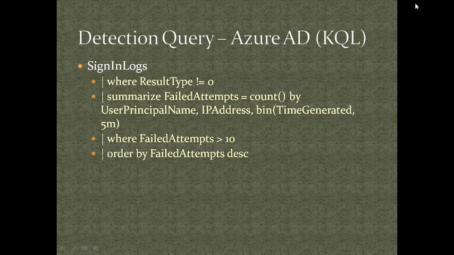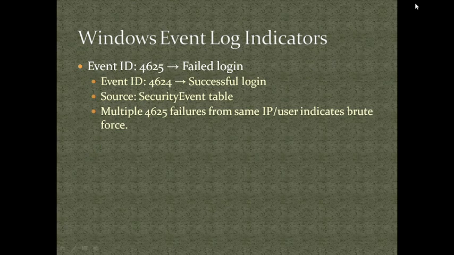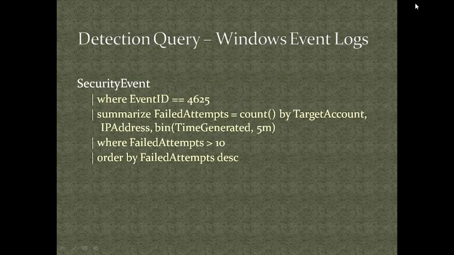Similarly, we can check the same results with the help of Windows event logs. When we want to check with Windows event logs, we need to check for a particular ID. For a failed login, the ID will be 4625, and for a successful login, the ID will be 4624. The table name will change when we talk about Windows event logs. So the table name will be the SecurityEvent table. So we will check for failed login attempts, which is code 4625, the indicator of a brute force attack, the number of failed logins.